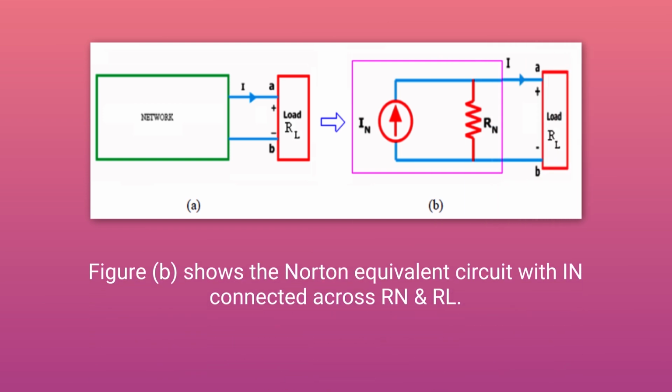Here you can see this is the Norton current. This Norton current is nothing but the short circuit current flowing through the two terminals, and Norton resistance is the equivalent resistance looking from the two terminals into the network while all independent energy sources are replaced by their internal resistance, and this one is the load resistance. Suppose you have to find the value of the load current IL. So how can you calculate the current IL?